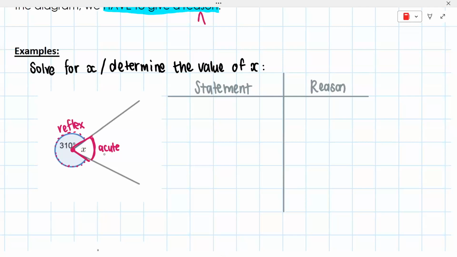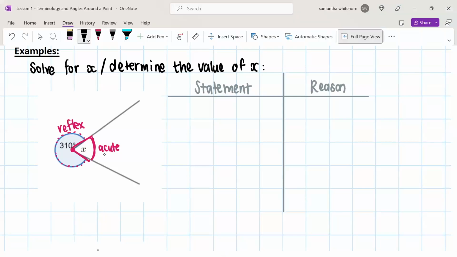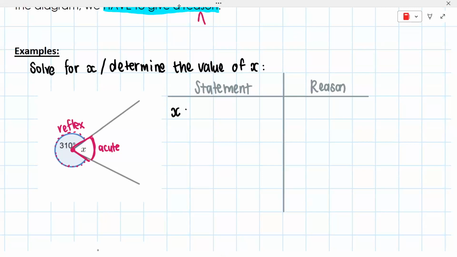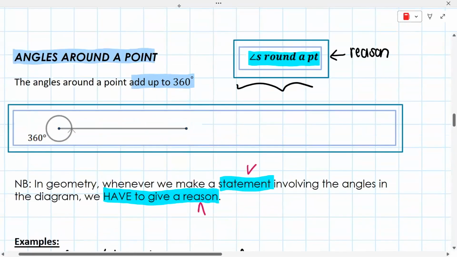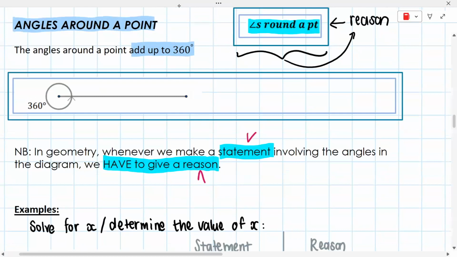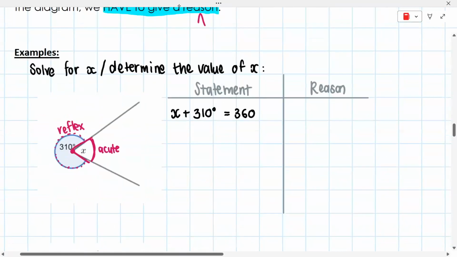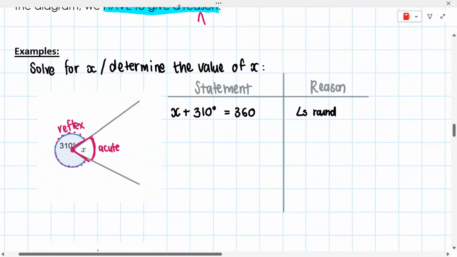So the statement we're going to make over here is we are going to say that we know that if I take angle X and add it to the 310 degrees, I must get 360 degrees. Now I've made a statement. I need to say why I've made that statement. So my reason is now what I told you in this block up here. Remember I said this is your reason. The reason I'm saying that X plus 310 equals 360 is because of angles round a point.